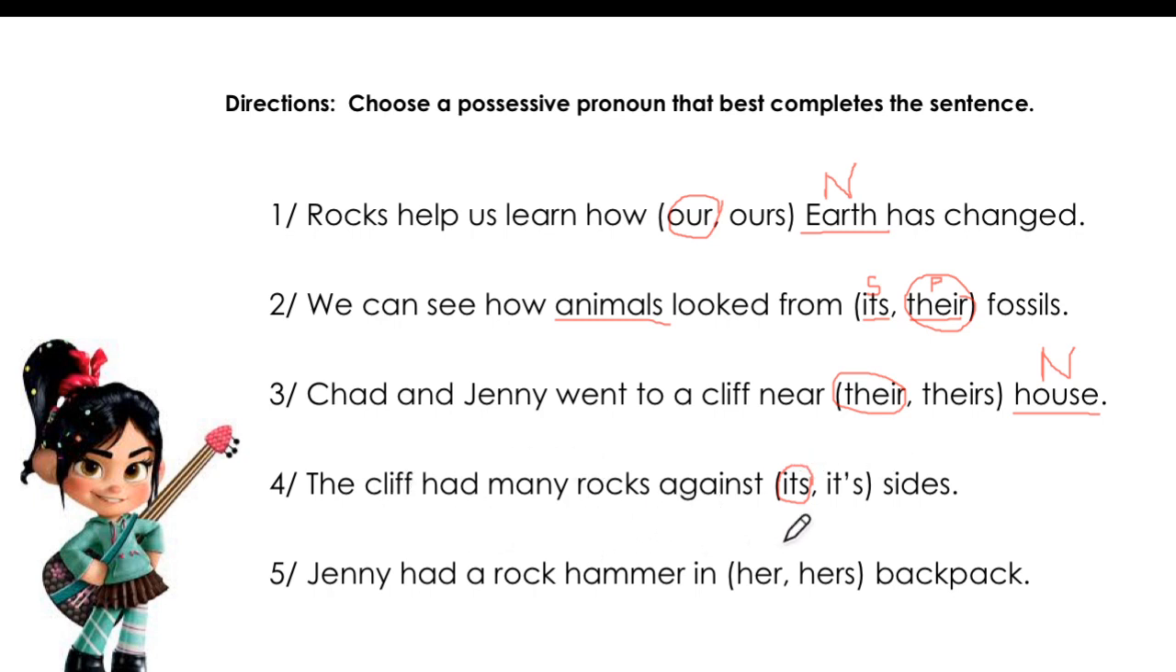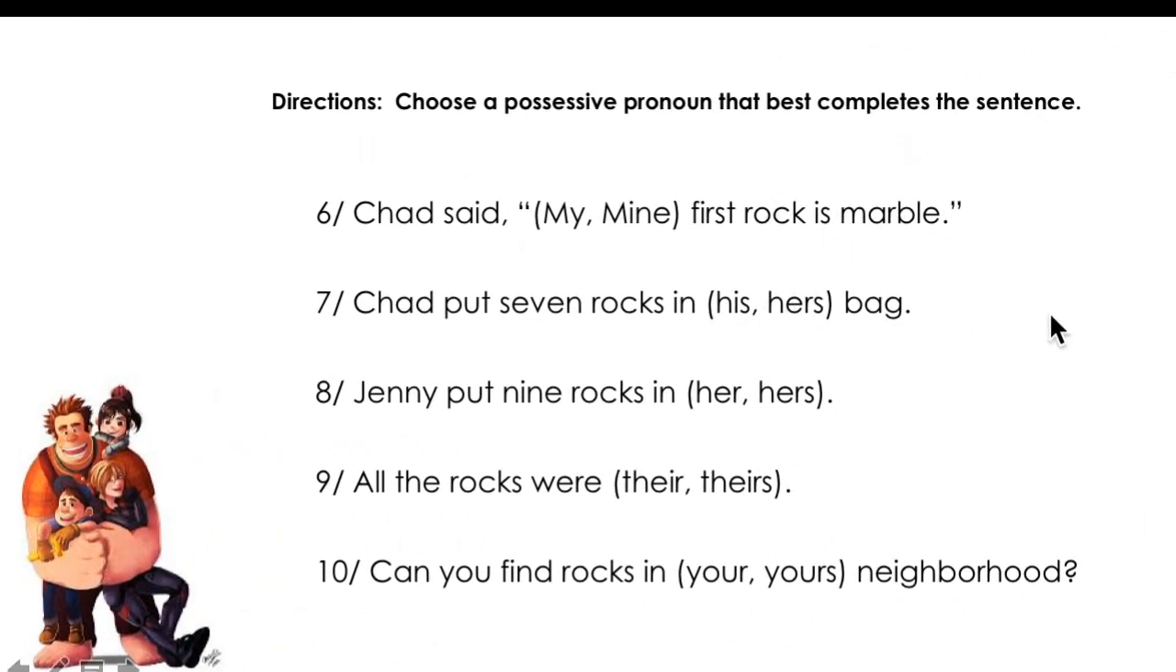Jenny had a rock hammer in her or hers backpack. Backpack, is it a noun? Yes, it is. So, her backpack or hers backpack? Her backpack. Chad said, my or mine first rock is marble. Here we have an adjective followed by a noun. So we're talking about the rock. What will you say? My rock or mine rock? My rock is marble.